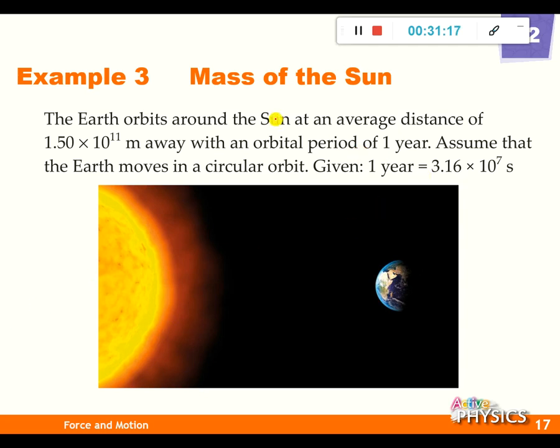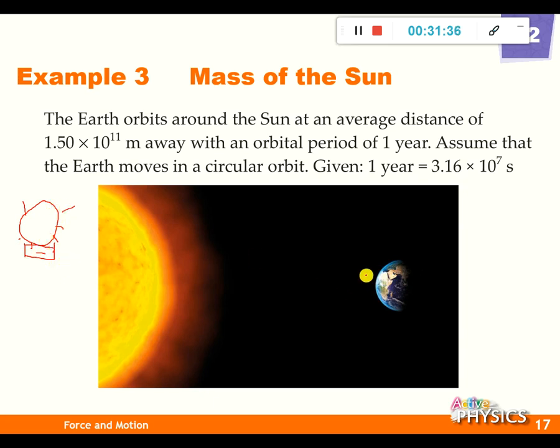How about the mass of the sun? How to do it? Of course, we cannot put it like this. This one is the sun, and then put the sun on the balance, then watch the reading. You can know the mass of the sun. Of course, this is impossible.